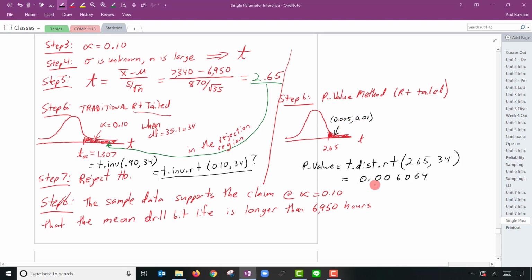The nice thing about being in that range is that it means you are smaller than alpha, even if you don't know exactly what it is. Alpha was 10%, so we know that we're under 10%. So our conclusion is the p-value is under alpha, so we reject our null hypothesis. And then we can write our conclusion just as we did. So personally, I prefer the p-value method.